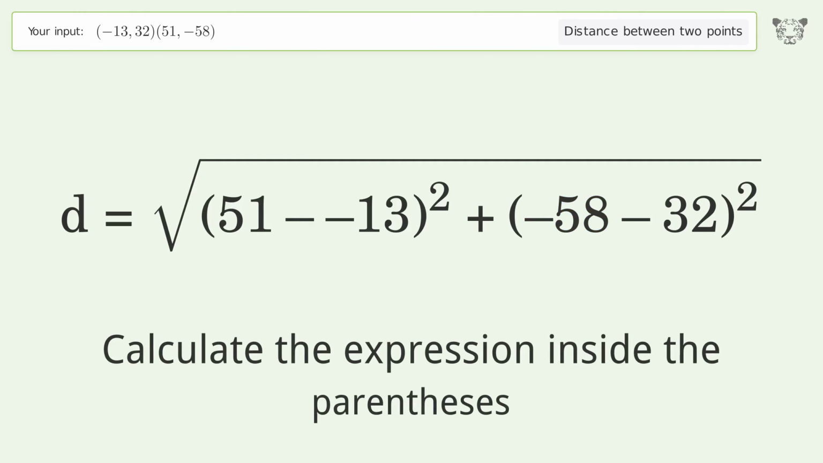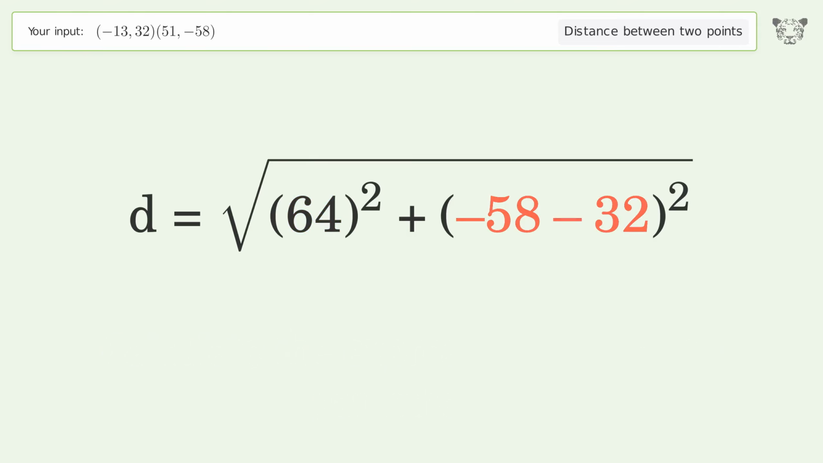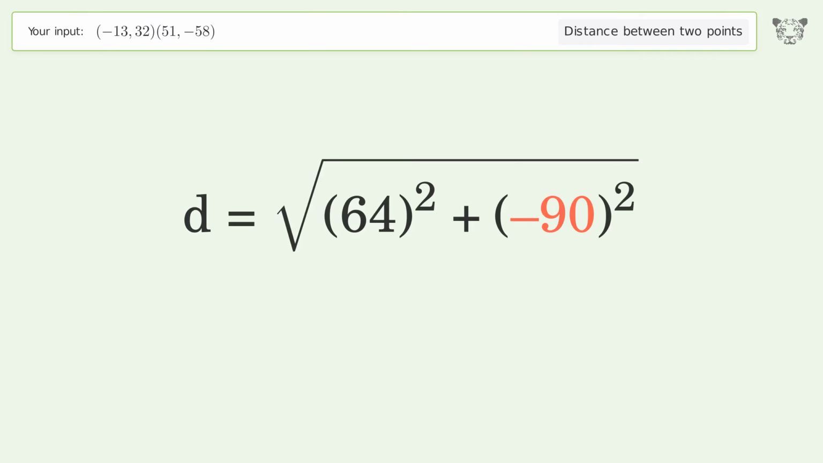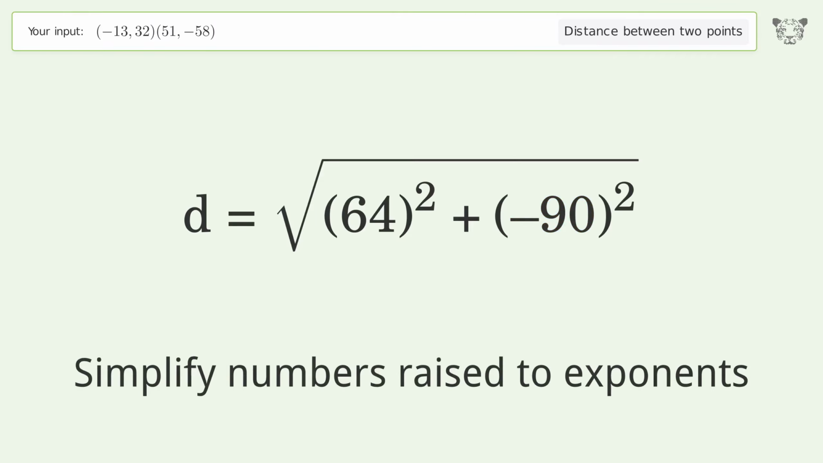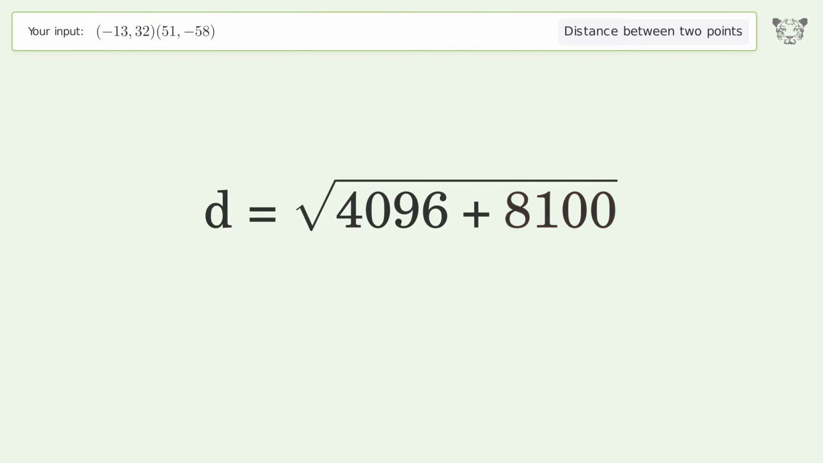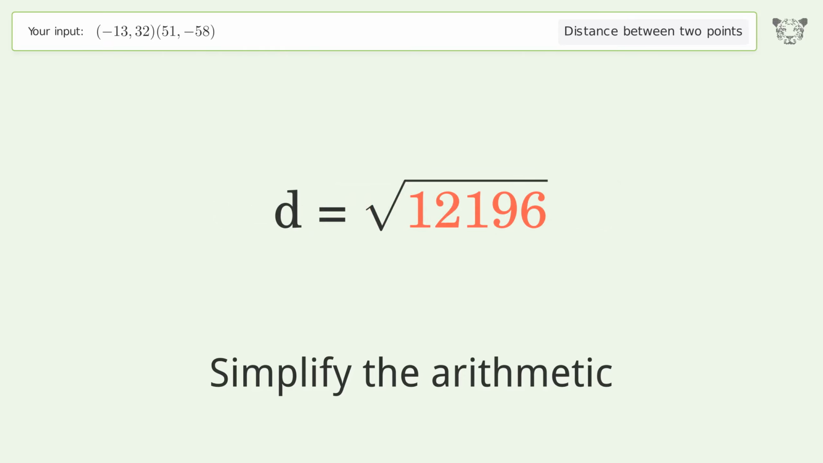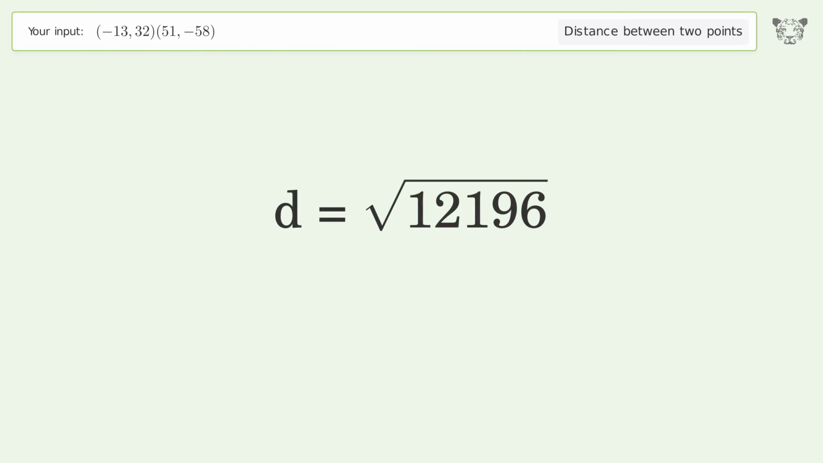Calculate the expression inside the parentheses. Simplify numbers raised to exponents. Simplify the arithmetic. And so the distance between the 2 points is the square root of 12,196, or 110.436.